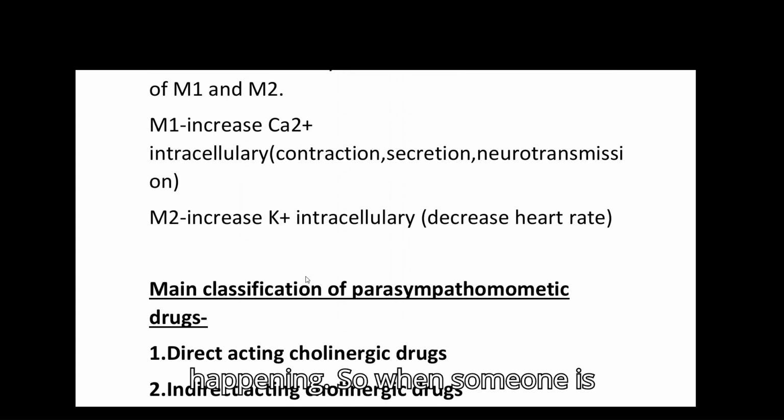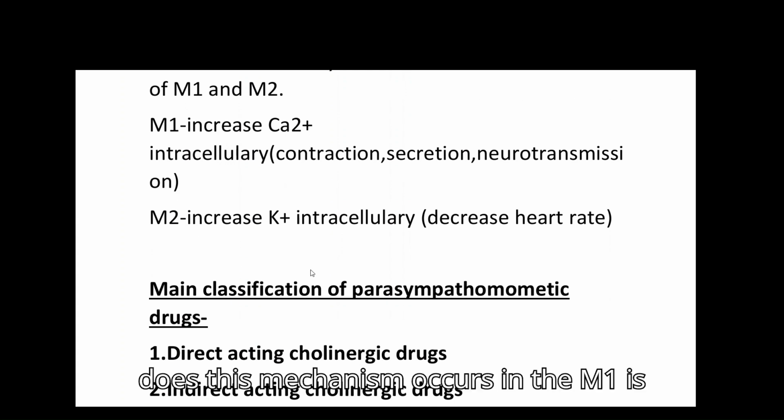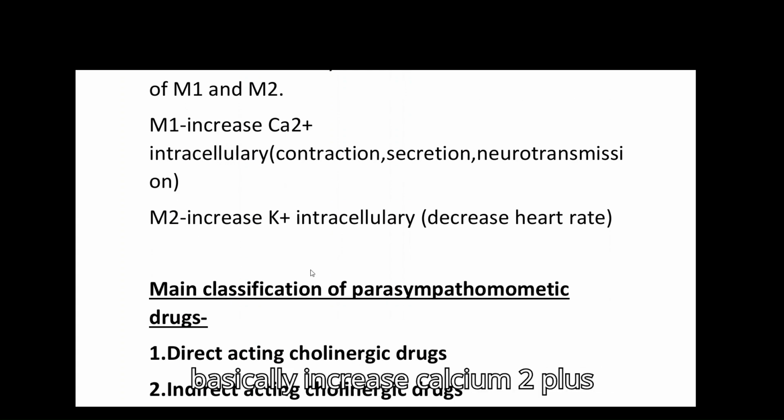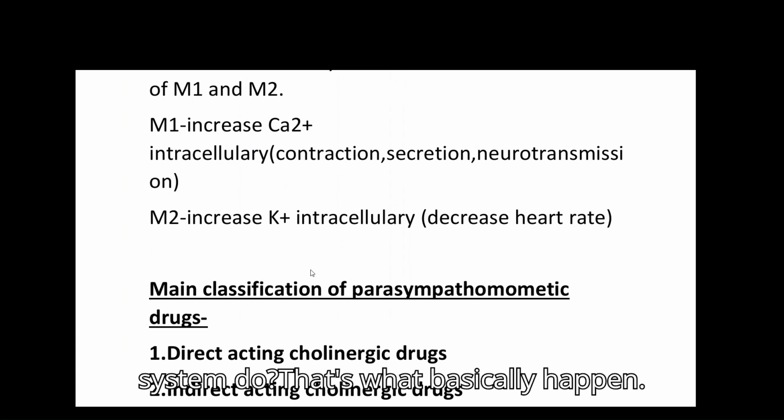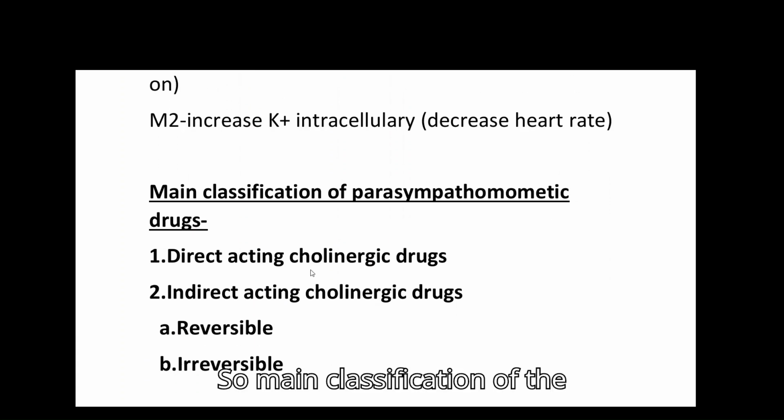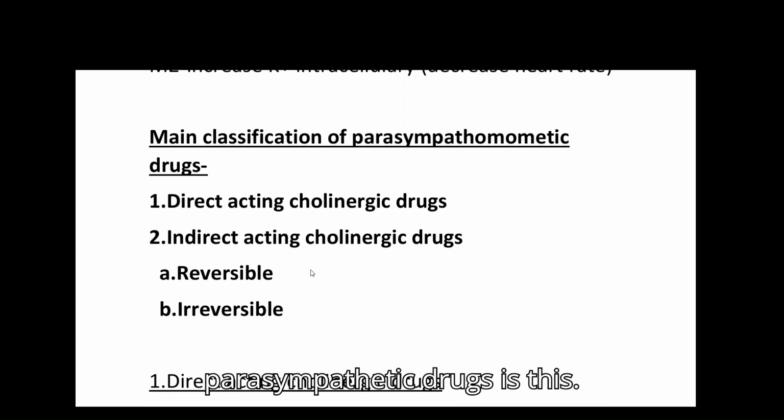So when someone asks how this mechanism occurs in the M1, it is basically increased intracellular calcium, and it will increase secretion, it will increase GIT contraction, and peristalsis will be increased. What does the parasympathetic system do? That's what basically happens. So the main classification of the parasympathetic drugs is this.